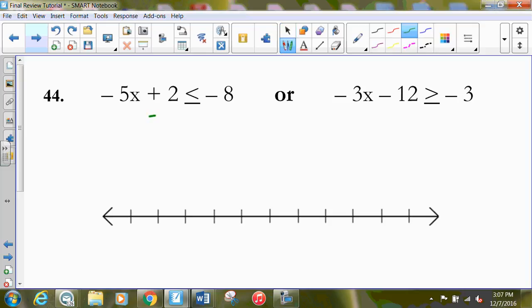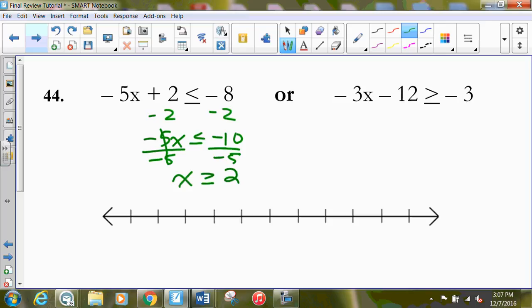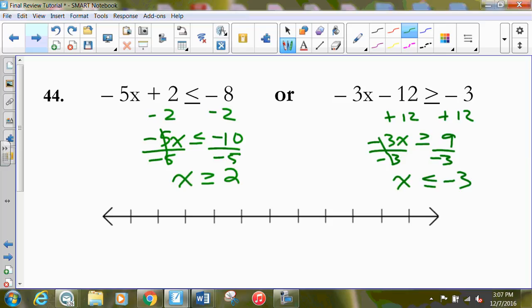Okay, we've got an "or." So I'm going to go ahead and subtract 2 from both sides. I'm going to divide. Oh my gosh, all this dividing by negatives. Warning, warning, we're dividing by a negative. Okay, we're going to add 12. We're going to get negative 3x is greater than or equal to 12 minus 3, which is 9. Oh my goodness, dividing again by a negative. Our sign flips. That's negative 3.